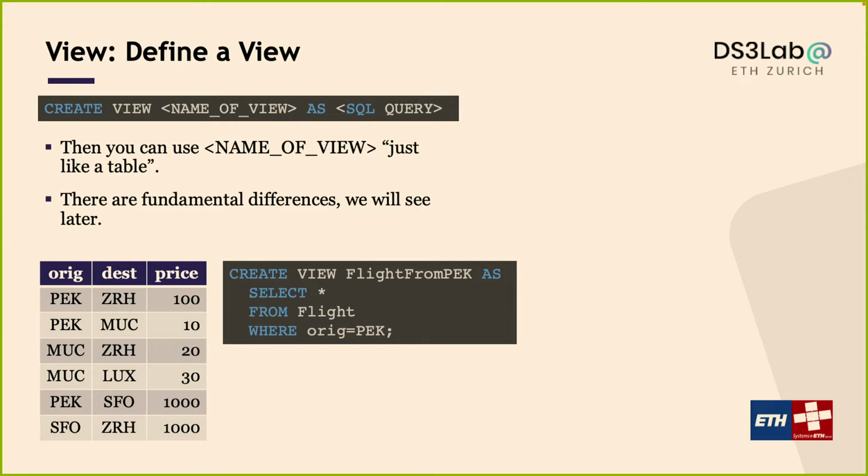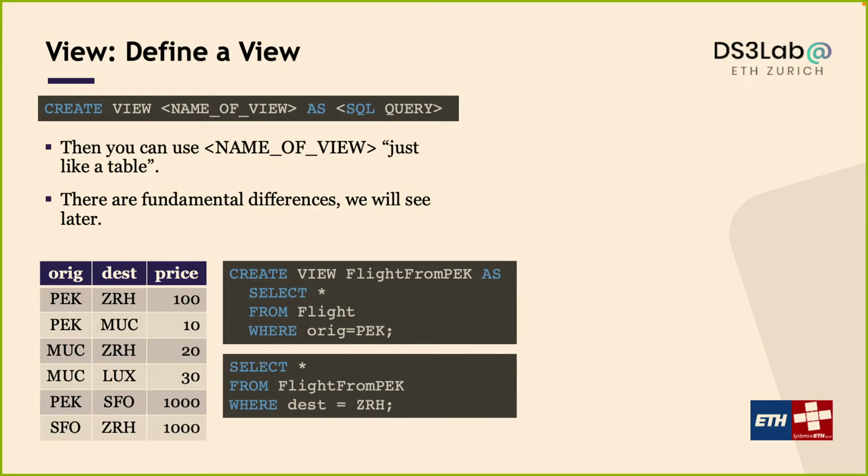Once you define this view, you can treat it as a relation. You can then write the SQL query look like this. Okay, let's start from this view as if it is a relation, right? Where the destination equals to another place, right? In this case, I think, you are going to return a single tuple as the answer of this query.